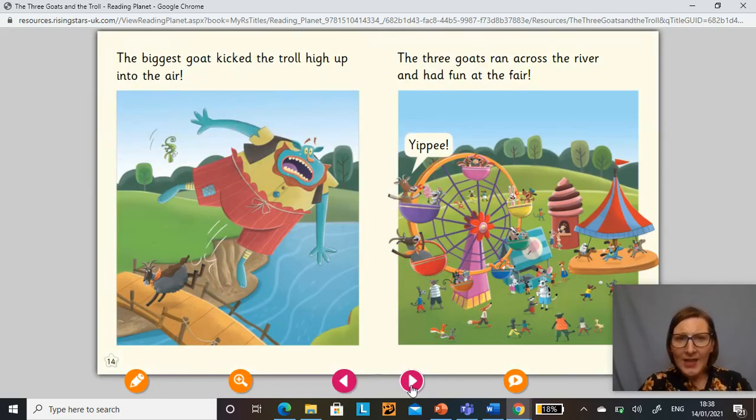The biggest goat kicked the Troll high up into the air. "Whoa!" went the Troll. And the three goats ran across the river and had lots of fun at the fair.